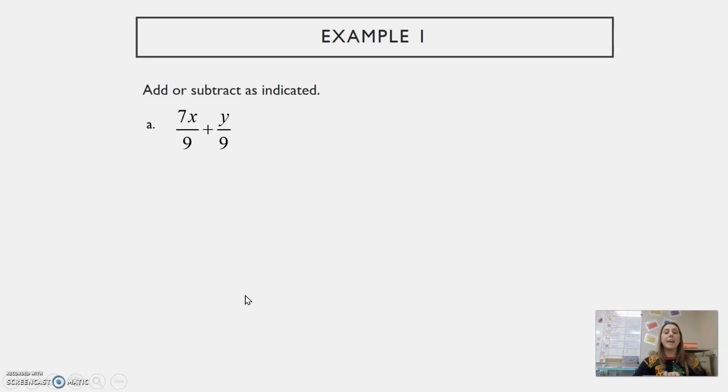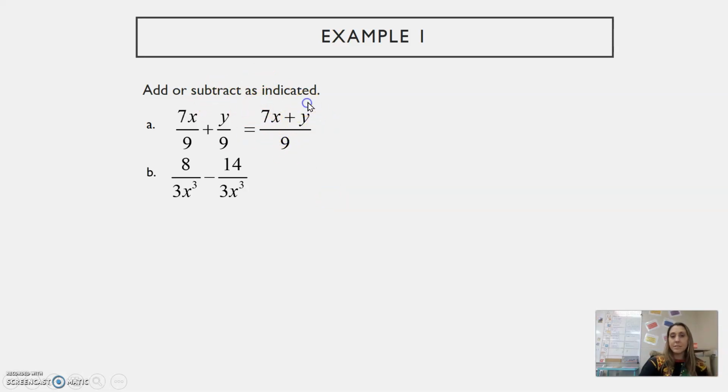Okay, go ahead and hit pause one more time. I'm going to give you about a minute to write this down. Okay, so hopefully it's been about a minute. So to add and subtract, these already have common denominators. So we are going to rewrite this as 7x plus y all over the same common denominator of 9. This is something you probably have seen before. And then that is our final answer. There's no simplifying. I can't factor anything out.